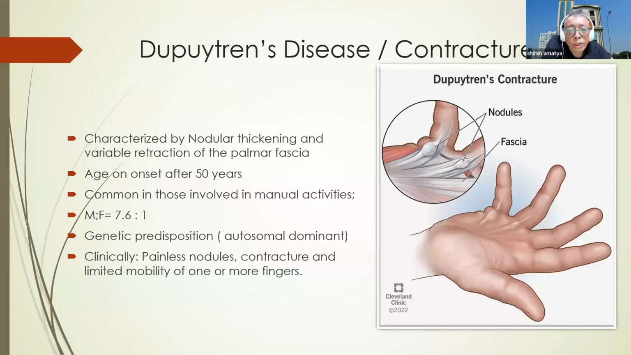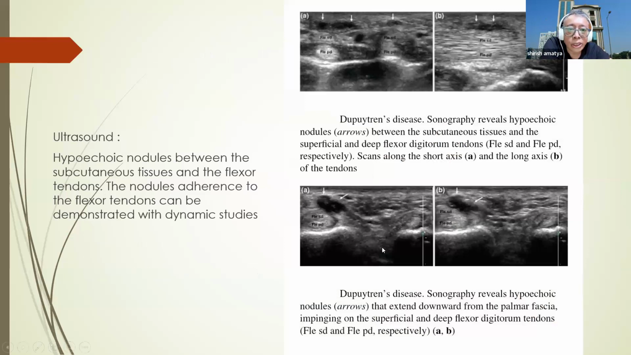The patient usually presents with a painless nodule and contracture as well as limited mobility of the finger. So the finger will be flexed and it cannot be extended. This is the ultrasound picture of the Dupuytren contracture in the short axis as well as in the long axis. On the upper side of the picture, you can see the hypoechoic structure over the flexor tendon. This hypoechoic nodule between the subcutaneous tissue and the flexor tendon is a Dupuytren nodule.